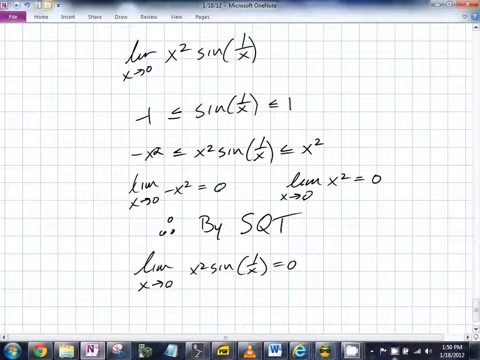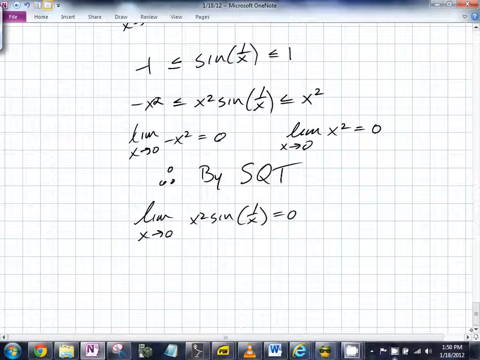But what happens? So, for example, what's the limit as x goes to 0 of sine of 1 over x? It doesn't exist because it's going berserk around the origin, right? But by adding that x squared to the front, what happens? It forces it to go to what? 0. It forces it to go to 0.